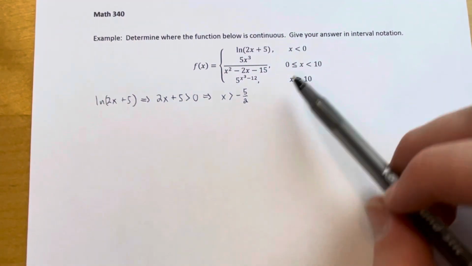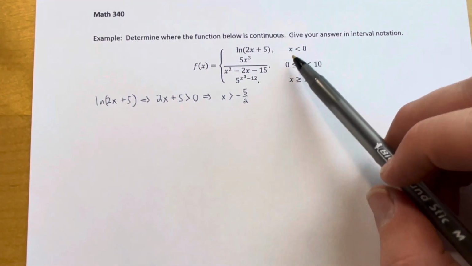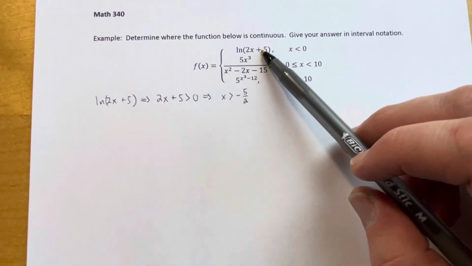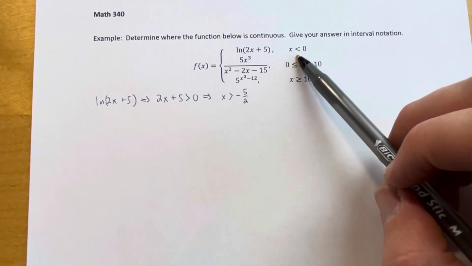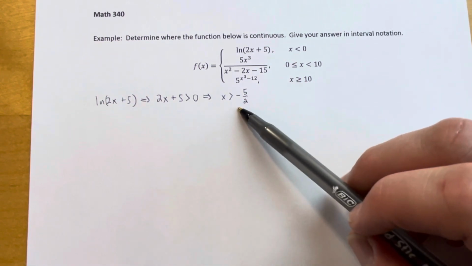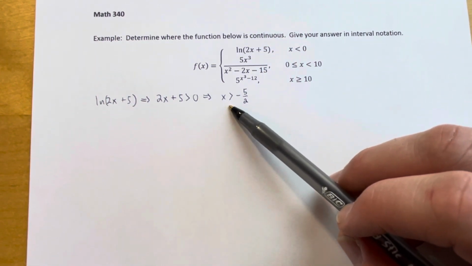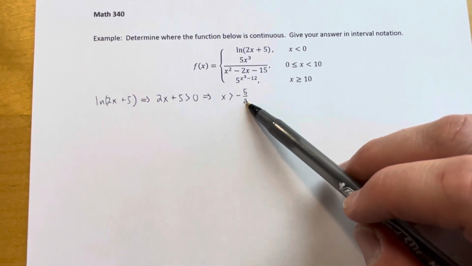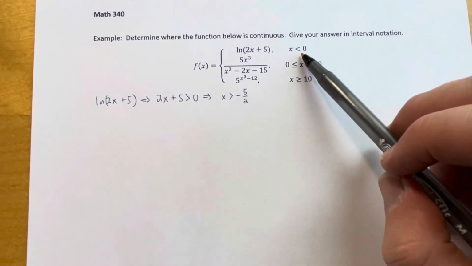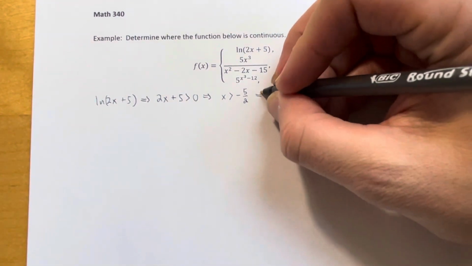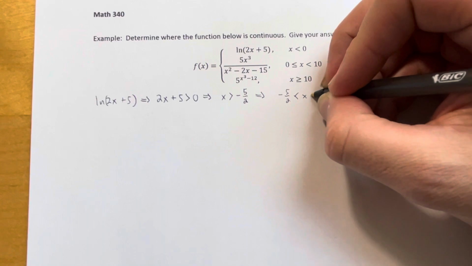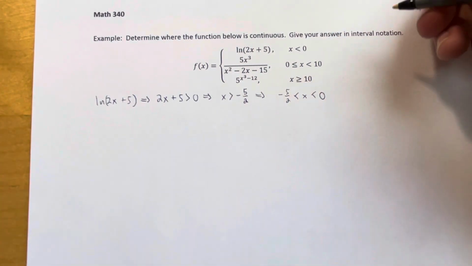But look at the rule that actually matters here. So this rule is only used whenever x is negative. So this inequality includes some negative numbers, but we don't need all of it. We need everything that's greater than negative 5/2, but still less than 0. So I'm going to write that this way. Negative 5/2 is less than x, which is less than 0.